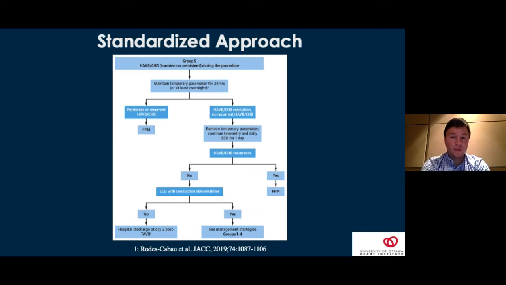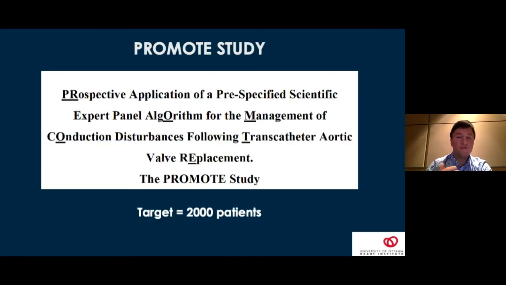And this is the last group. So in patients with transient complete heart block during procedure, we will usually suggest to observe for 48 hours. And if the ECG comes back to normal and there's no recurrence, they can be safely discharged at day 2. If there is a recurrence of complete heart block, then a pacemaker is indicated. So this is a really nice algorithm. However, it hasn't really been validated yet.